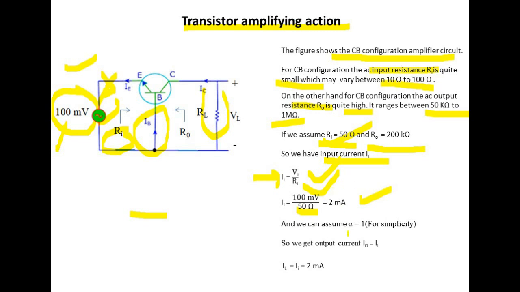For simplicity we can assume alpha is equal to 1. If alpha is equal to 1, it means output and input current, as we have studied in case of common base configuration, that is IC and IE, will be the same. So IO equals IL. So we have got IL, that is the output current, equal to the input current, which is 2 milliampere.